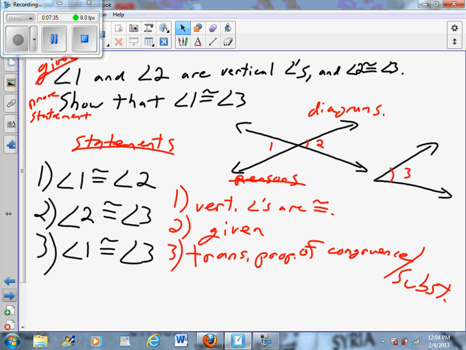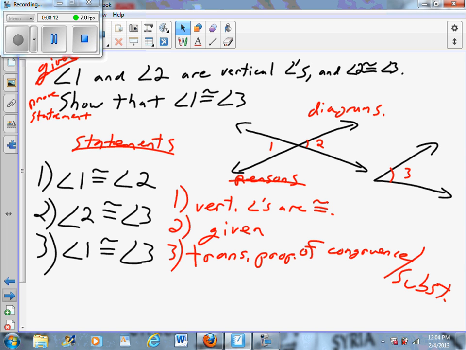And then the final step, stating angle 1 is congruent to angle 3. Again, transitive property of congruence, or you could also state that as the substitution property of equality. Either one of those would work as a justification for that third and final step. Now, what I've done here is I've taken one of these example problems in the book and I've formatted it in such a way that you're starting to see one of the major things we're going to try to accomplish in geometry. We're going to try to establish a way to construct what are called two-column proofs.